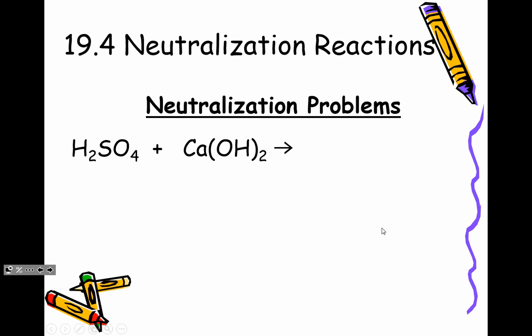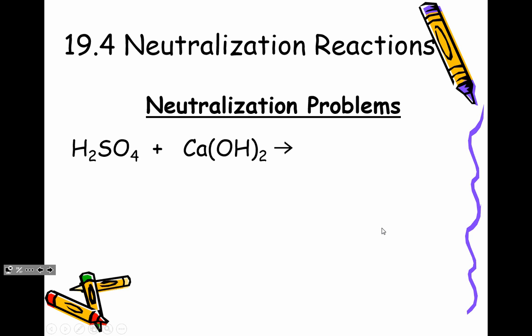Now, here is a different acid and base. We have sulfuric acid and calcium hydroxide, but fundamentally it's the same idea. We take the cations and swap them, so that would be the H from the H2SO4 and the Ca from the Ca(OH)2, and trade places.